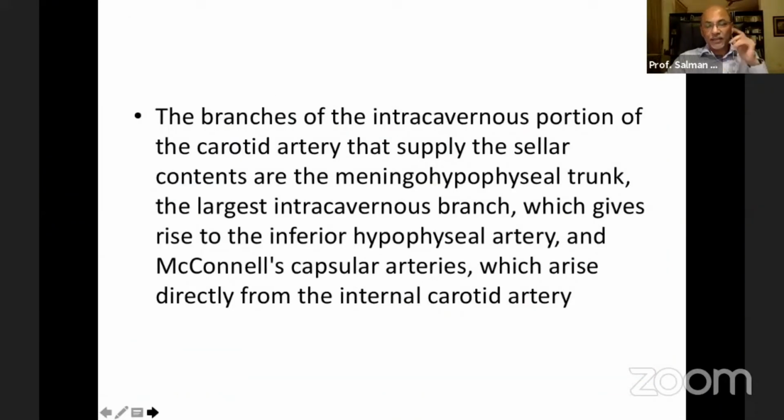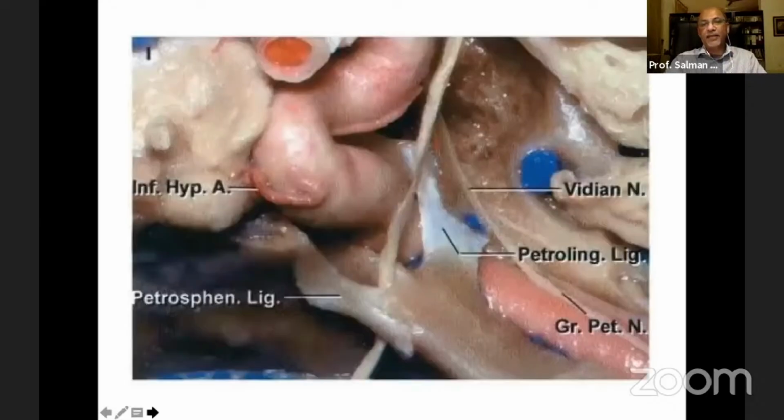The branches of the intracavernous portion of the carotid artery that supply the sellar region are the meningohypophyseal trunk, the largest intracavernous branch, which gives rise to the inferior hypophyseal artery, and the capsular arteries, which are sometimes present or not present. And here we can again see the greater petrosal nerve, at the same time joining together with the plexus around the vessel, and forming the Vidian nerve. And you can now much more clearly see the petrosphenoid ligament as well.